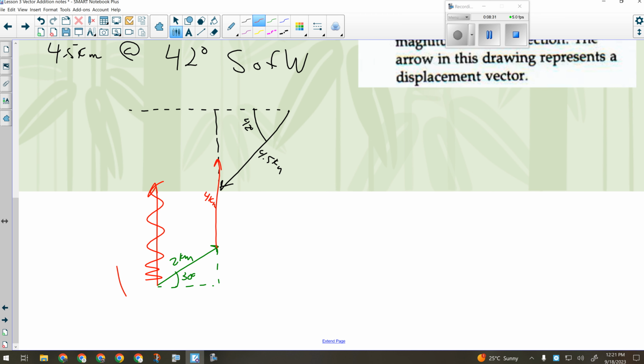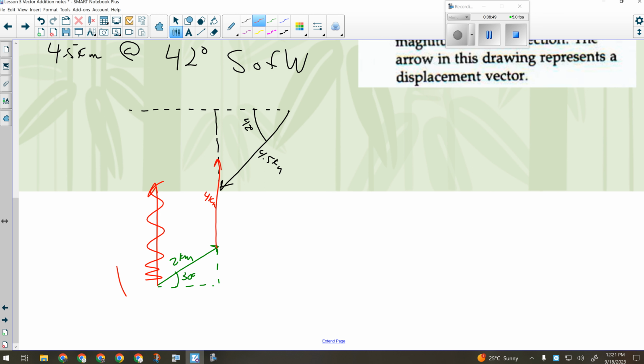Always drawn in this way, tail to head. We always draw vectors tail to head. So we draw the first vector, and then we put the tail of the second vector on the head of the first. And if there's 5 vectors, you keep going.